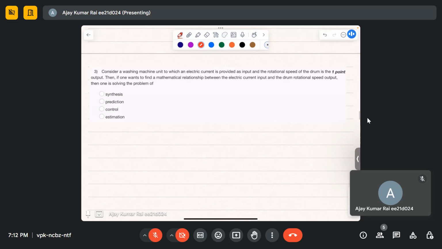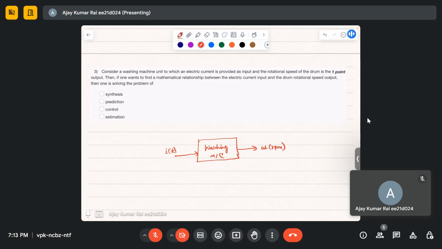Okay, consider a washing machine unit to which an electric current is provided as input and the rotational speed of the drum is the output. So we have a washing machine. The input is your current, and the output is the speed of the drum, the rotational speed. Let me call it omega, which is in RPM, right?